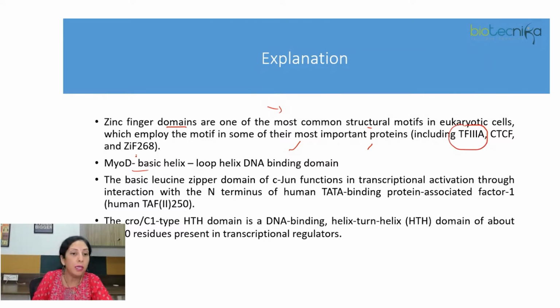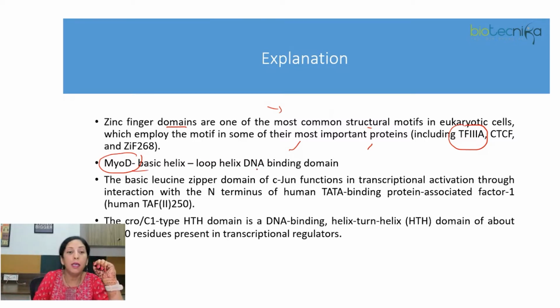Then MyoD, right? Now MyoD is involved in muscle development. Muscle development is controlled by the MyoD family of basic helix loop helix DNA binding proteins, and these proteins dimerize with ubiquitous products of the E2A gene, E12 and E47, and bind in a sequence specific manner to enhancer regions of muscle specific genes, activating their expression.